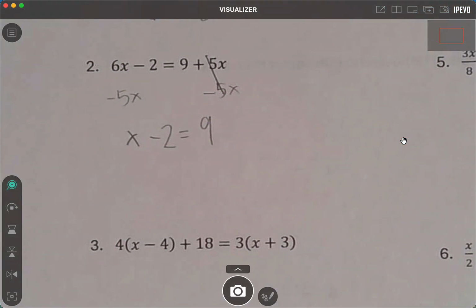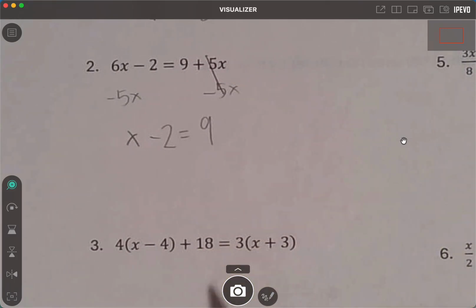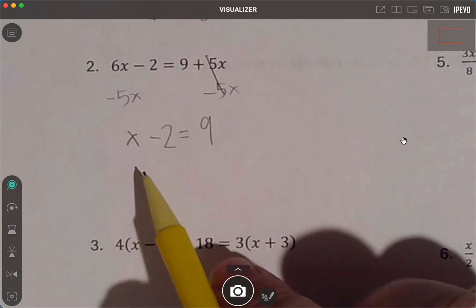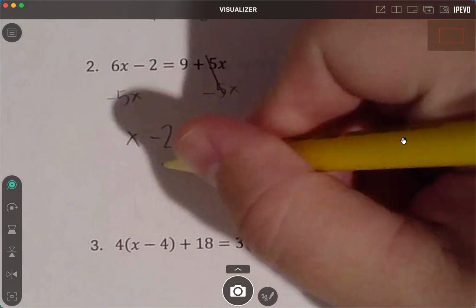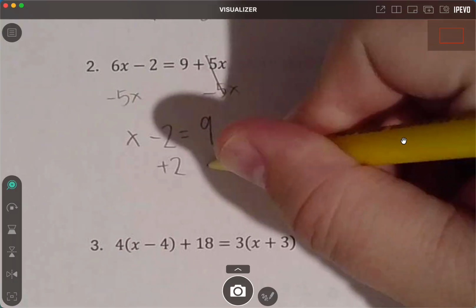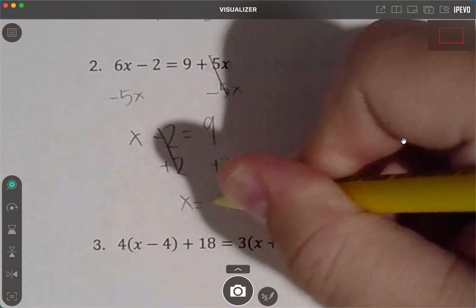And now we've got this equation, which is x minus 2 equals 9. All we have to do now to get x by itself is do the reverse operation that we see. Now x is being subtracted by 2, so let's add 2. And I now get x equals 11.